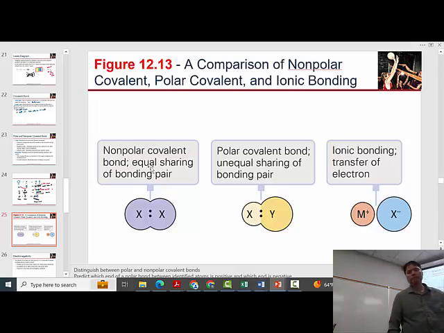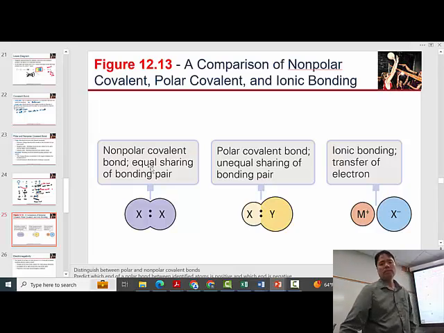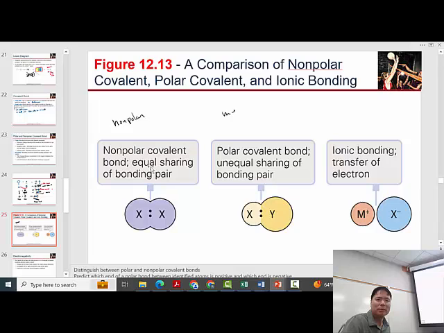Can you just put non-polar and ionic bond? Yeah, no, there's no non-polar ionic bonds. Ionic bond is the most polar. And so we go from zero polarity to the greatest polarity. And so this is non-polar, we call it. This is polar covalent, which is medium polarity. And ionic is the most polar.